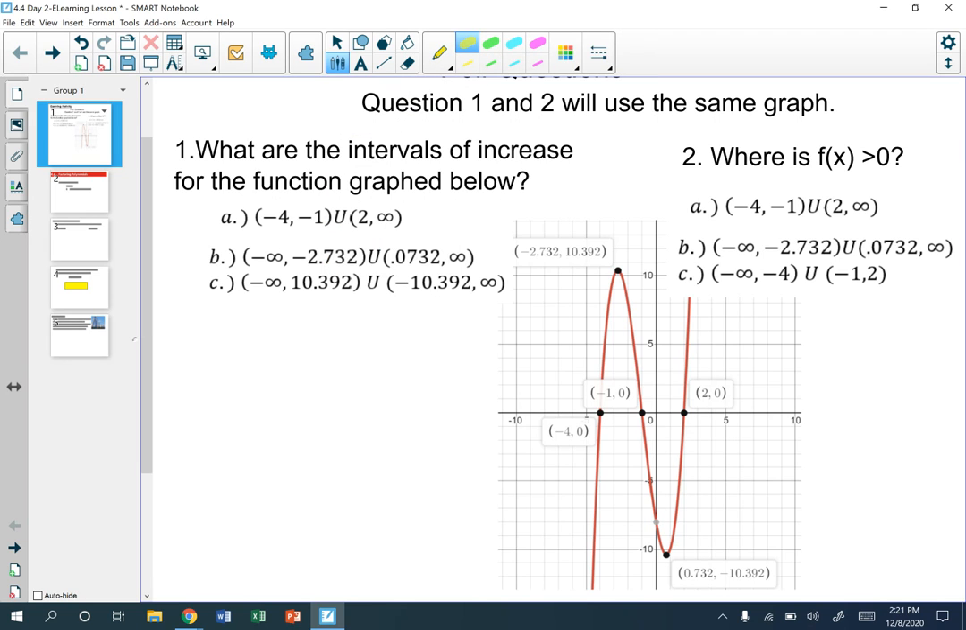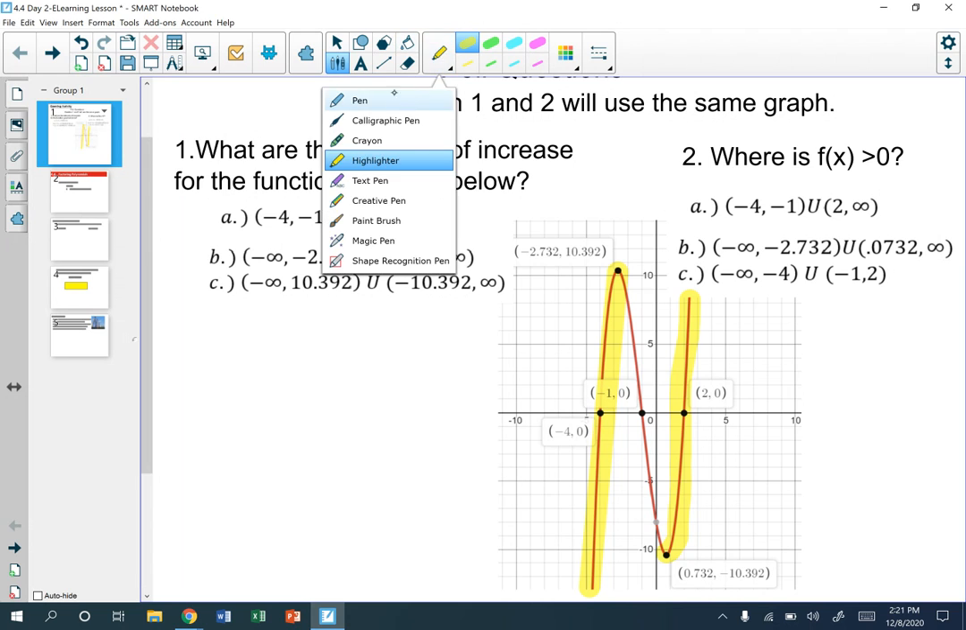All right, so for the first one, we're looking at intervals of increasing. And remember, that's if I were to trace this graph, that would be wherever my pencil is moving upward. So I'm going to start furthest to the left and trace this graph. And it starts in the upward direction, right? And then it stops there. And from there, it will go down. So that would be an interval of decreasing. And notice, again, it's going to go back up in this direction. So we have two intervals of increasing.